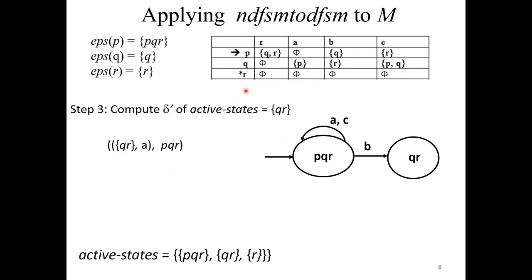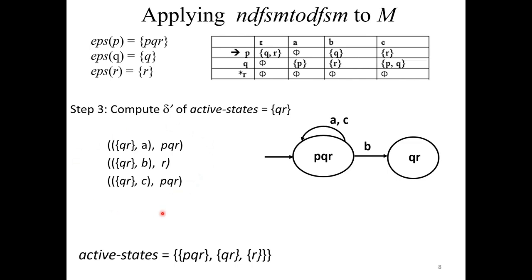So QR, A: we have P and null. EPS of P is PQR. QR, B is going to R and null, so it is R. EPS of R is R. So QR, B is going to R. QR, C: Q and R, C is going to PQ and null. So PQ. EPS of P and EPS of Q will get PQR. So QR, C goes to PQR.